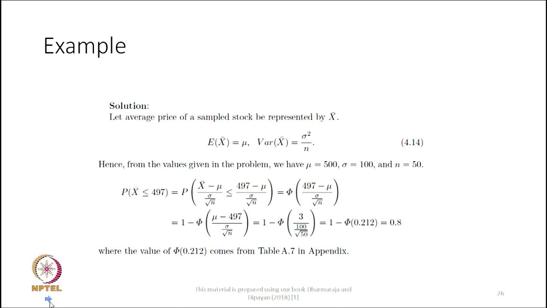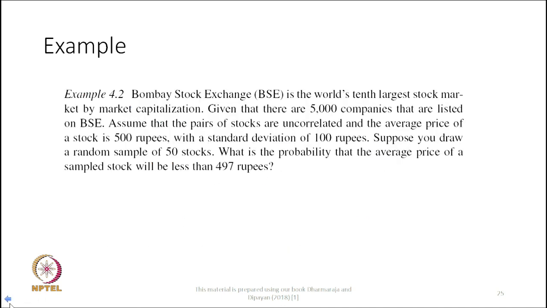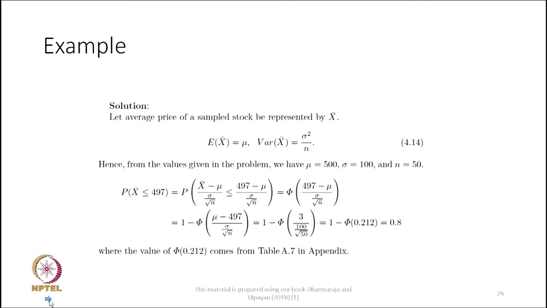Let the average price of a sampled stock be represented by x bar, and we know that the expectation of x bar is the population mean, and the variance of x bar is the population variance divided by the sample size. From the information provided in the problem, if you go through it carefully, you can get the values: mu is equal to 500, sigma is equal to 100 and n is equal to 50.